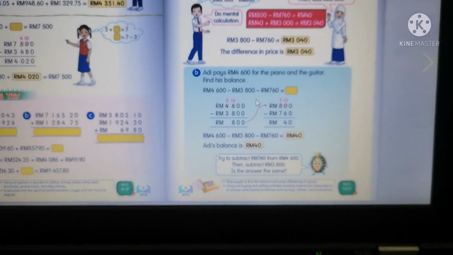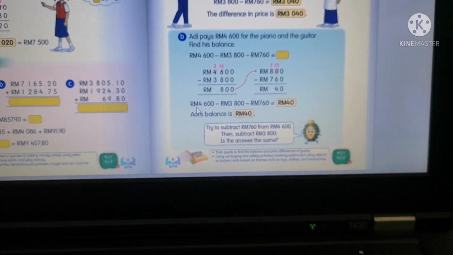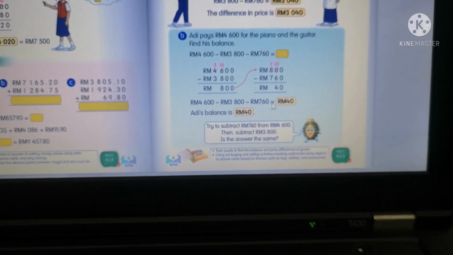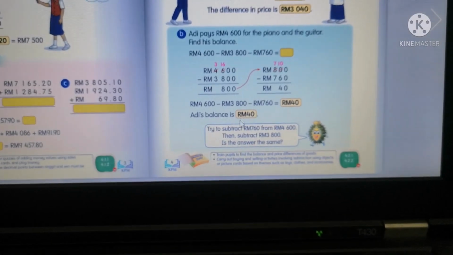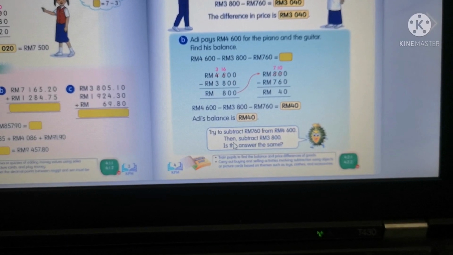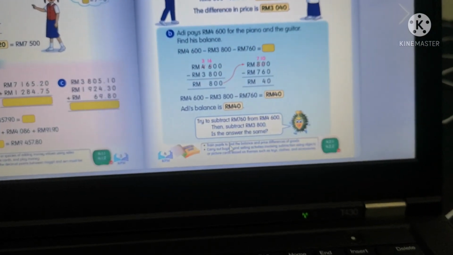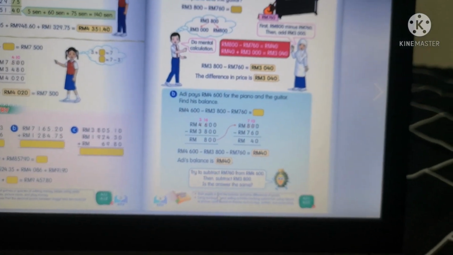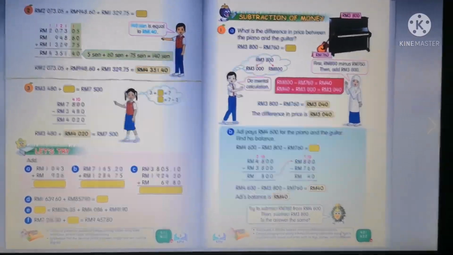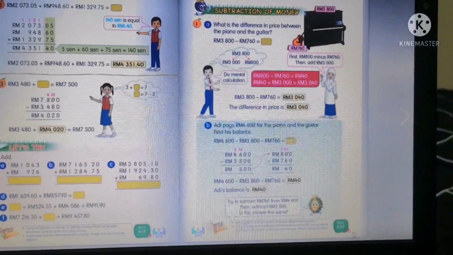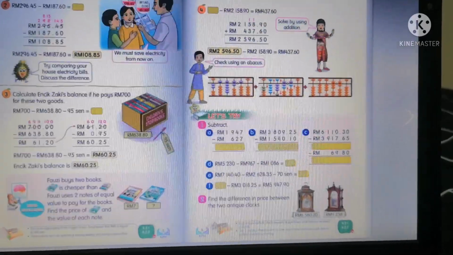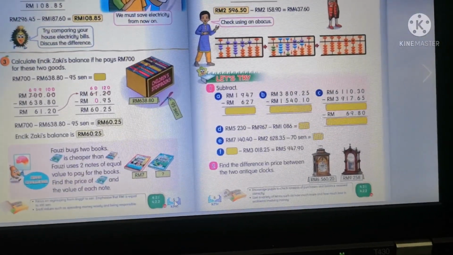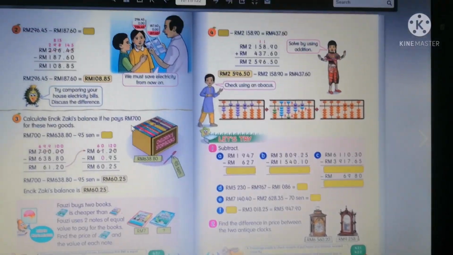Look at here. So once we minus everything, Adi's balance is RM 40. Okay, sama? Okay, so we are done with the second B. Now we will move on to the next page, which is page 5. Okay, page 5.